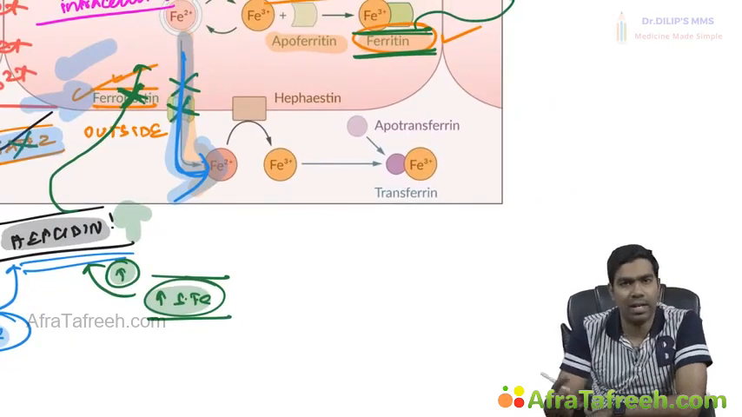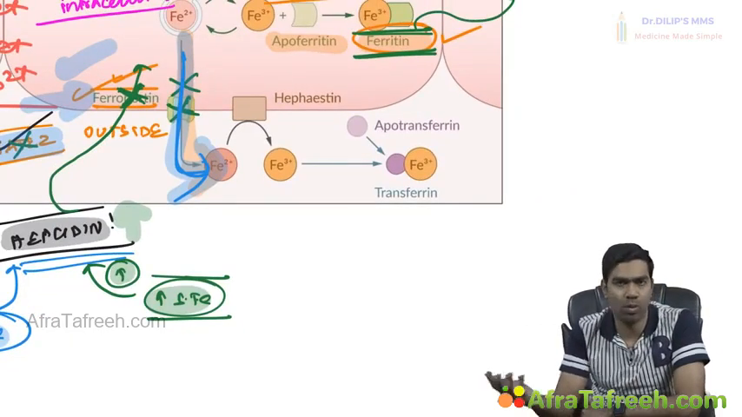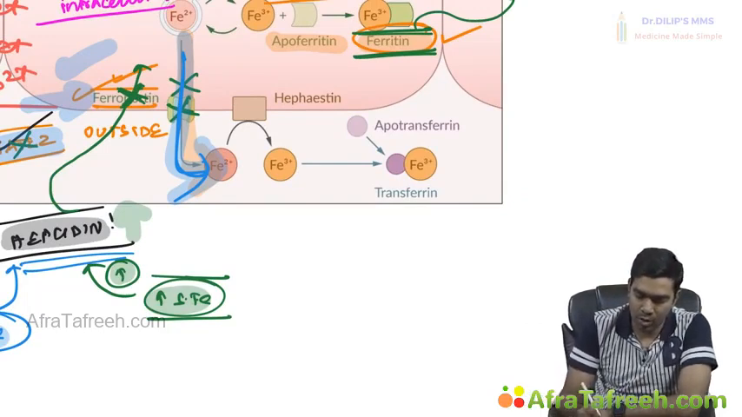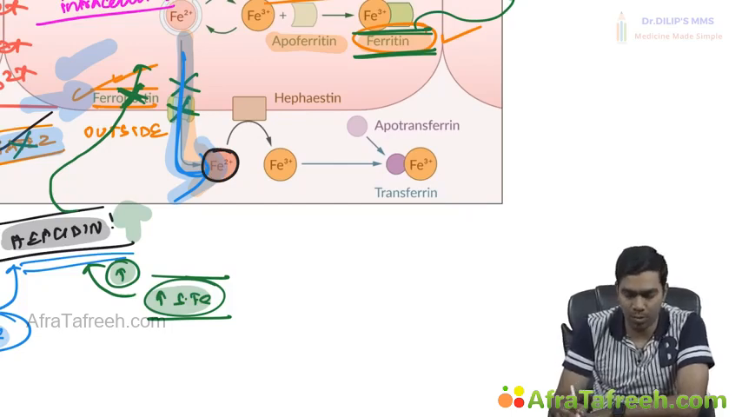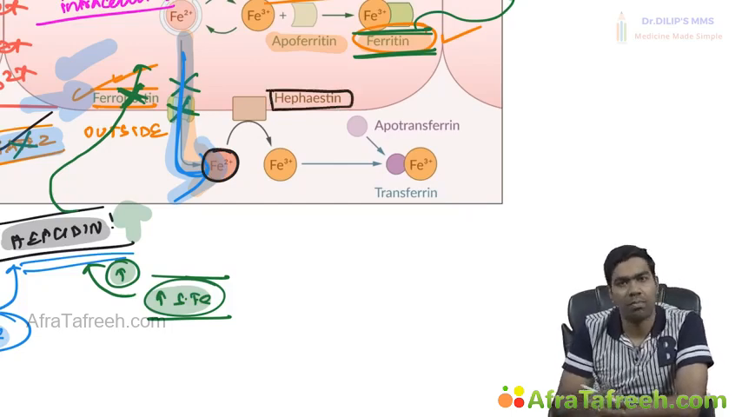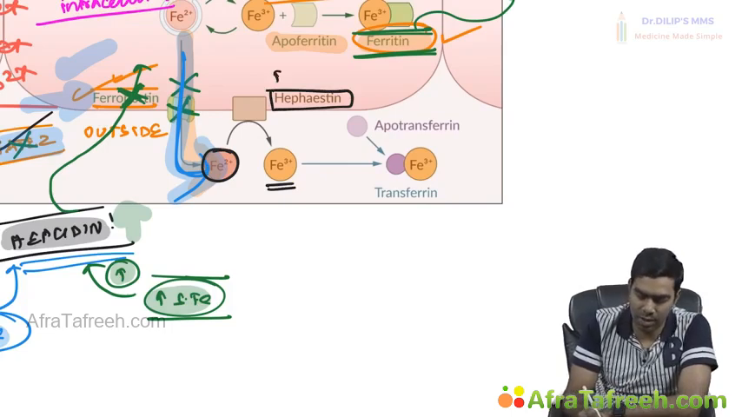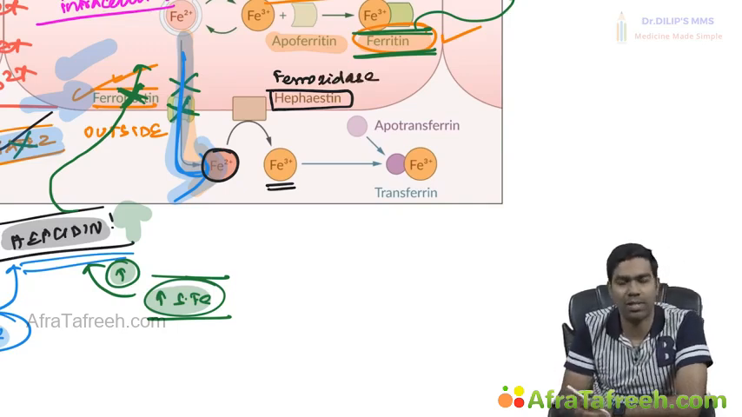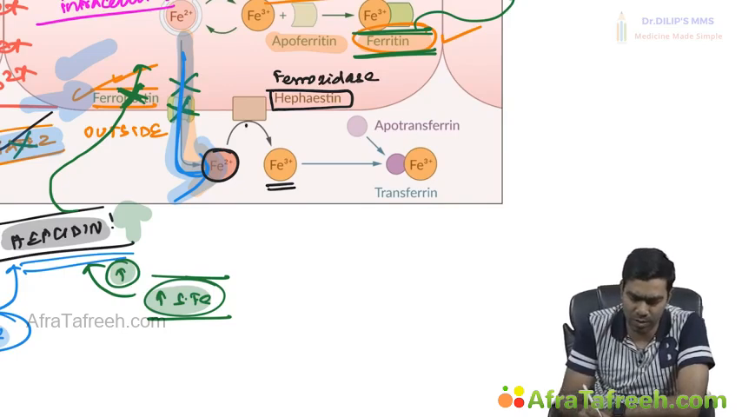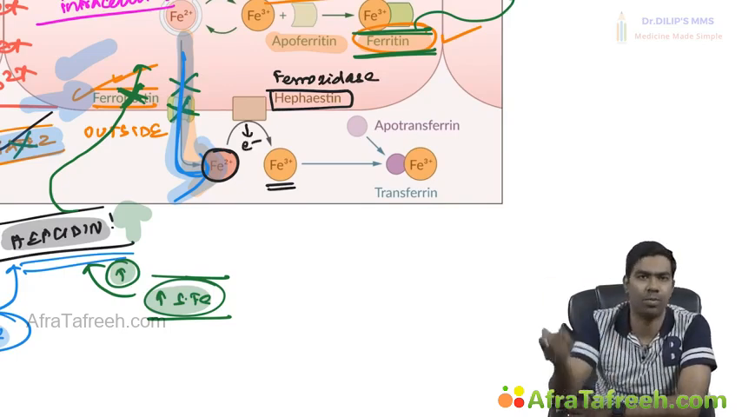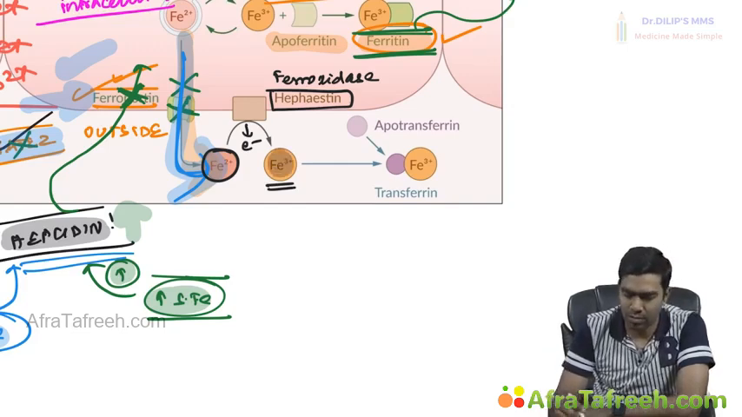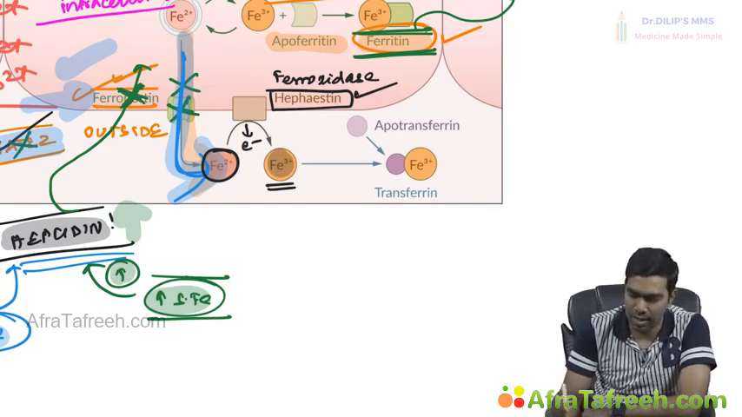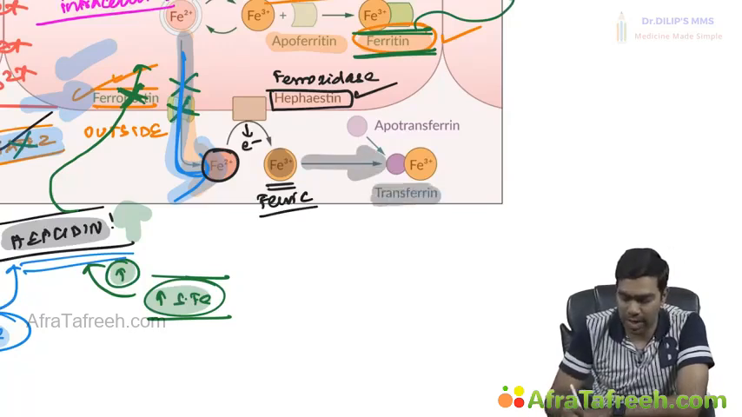So the moment the iron comes out of the cell on the basolateral side towards the blood side, because the Fe2+ cannot be transported, it has to be oxidized again to Fe3+. You can call this hephaestin a ferroxidase because it oxidizes. Oxidize means loss of an electron, which means it becomes more positive, that is Fe3+. This ferric form, the oxidized form of iron, is the one that is going to be carried by transferrin.